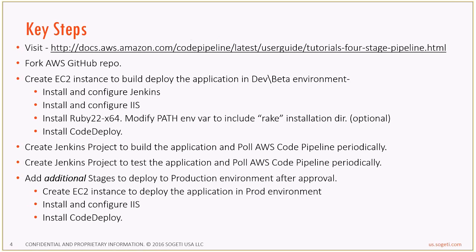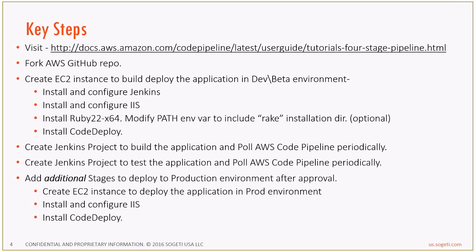Now, after you install Ruby, one of the things that you can certainly do is to modify the path environment variable to include the installation directory for rake. Now, this is an optional thing. If you use rake on a regular basis and you feel that it makes sense for you to modify your path environment variable, feel free to do that. But if not, you will just be required to use the absolute path to rake.bat.